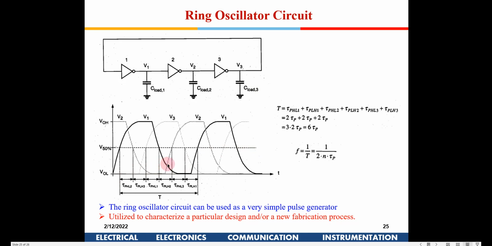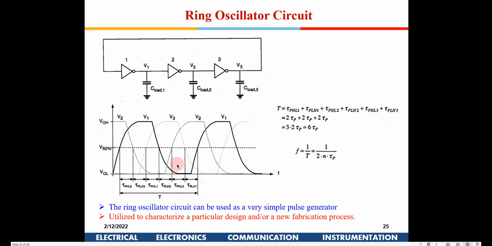For this, all the capacitances are same, right? Identical inverters connected. This is equal to the CG for each of the inverters. Basically, what does this curve signify?